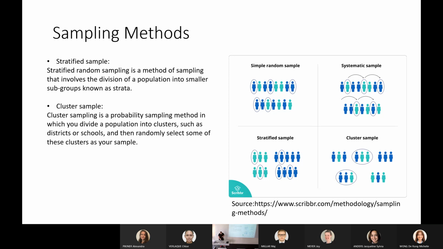We have stratified samples, which means we split the population into more divisions, into subgroups. They are known as strata, and then from each stratum we pick a part of the population. The cluster method is similar, but here we have clusters which are classified. For instance, school districts could be an example of a cluster, and from this cluster we then choose the members of a sample.